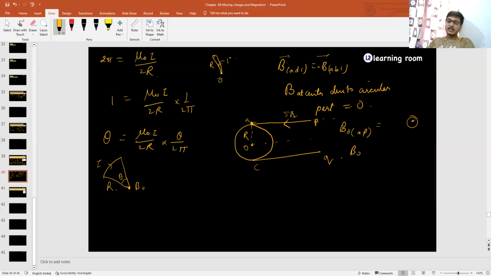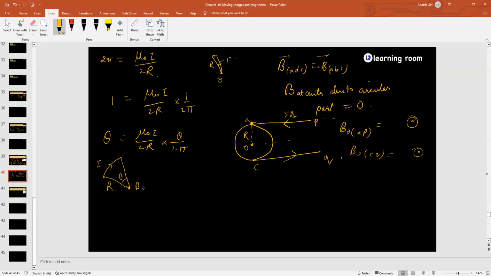And same thing at the center O due to CQ, where current is going this side. So take the right hand, turn it this side, palm facing upwards because point O is upward. Then tell me where the thumb is pointing. It's out of the plane. Again out of the plane. Everyone agree with this?